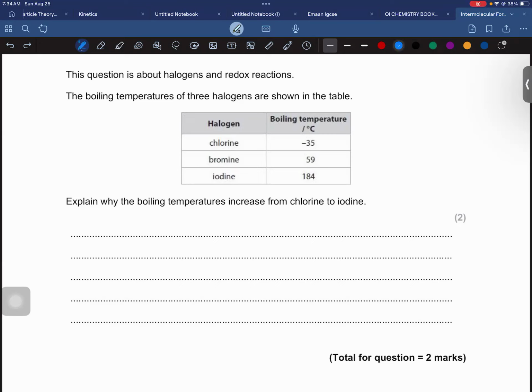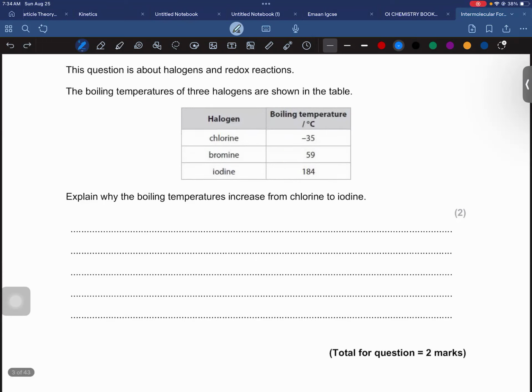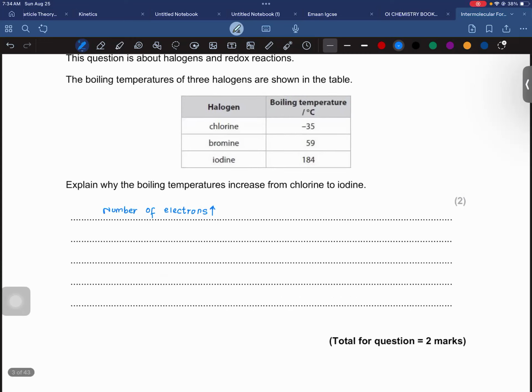Basically, it's down the group: chlorine, bromine, and then iodine. As we go down the group, the boiling temperature increases and the number of electrons increases, right? The number of electrons increases.